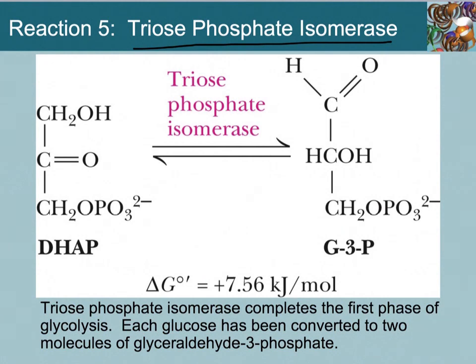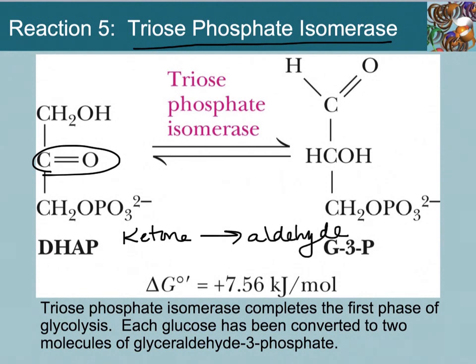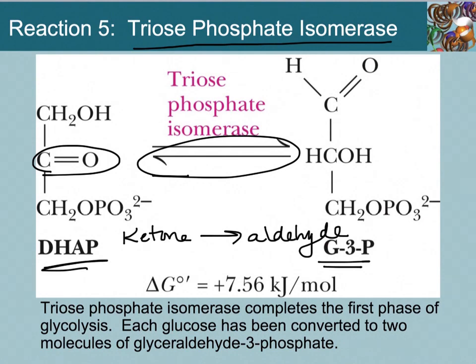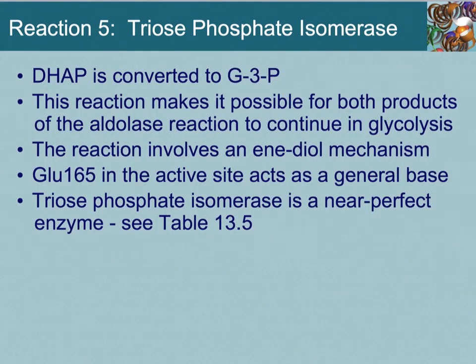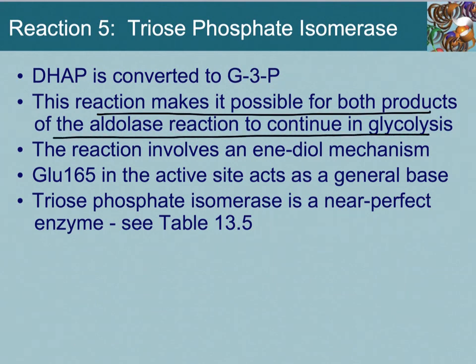So we're going to take a ketone and make an aldehyde. This reaction is readily reversible, and it's driven by subsequent reactions of glycolysis. So as glycolysis continues and the equilibrium shifts, then we can form more G3P from the dihydroxyacetone phosphate. So we're going to look at this mechanism in a little bit more detail. This reaction makes it possible for both products of the aldolase reaction to continue in glycolysis.